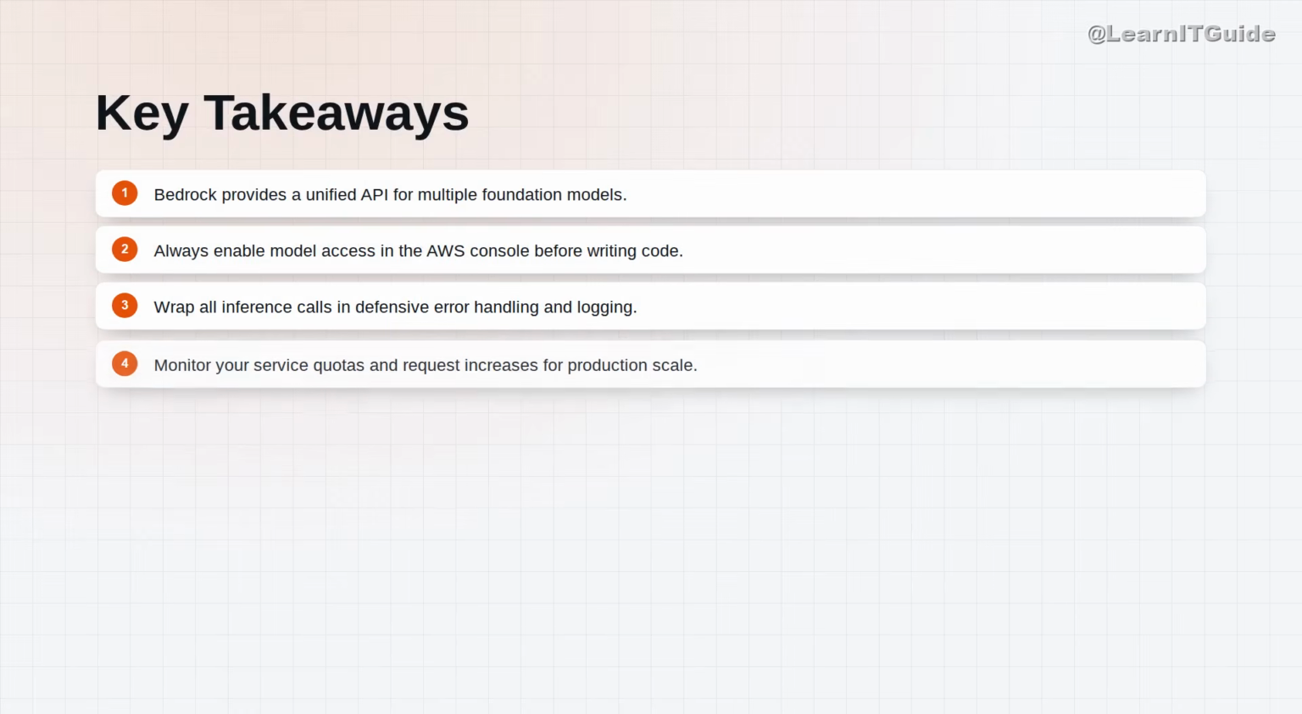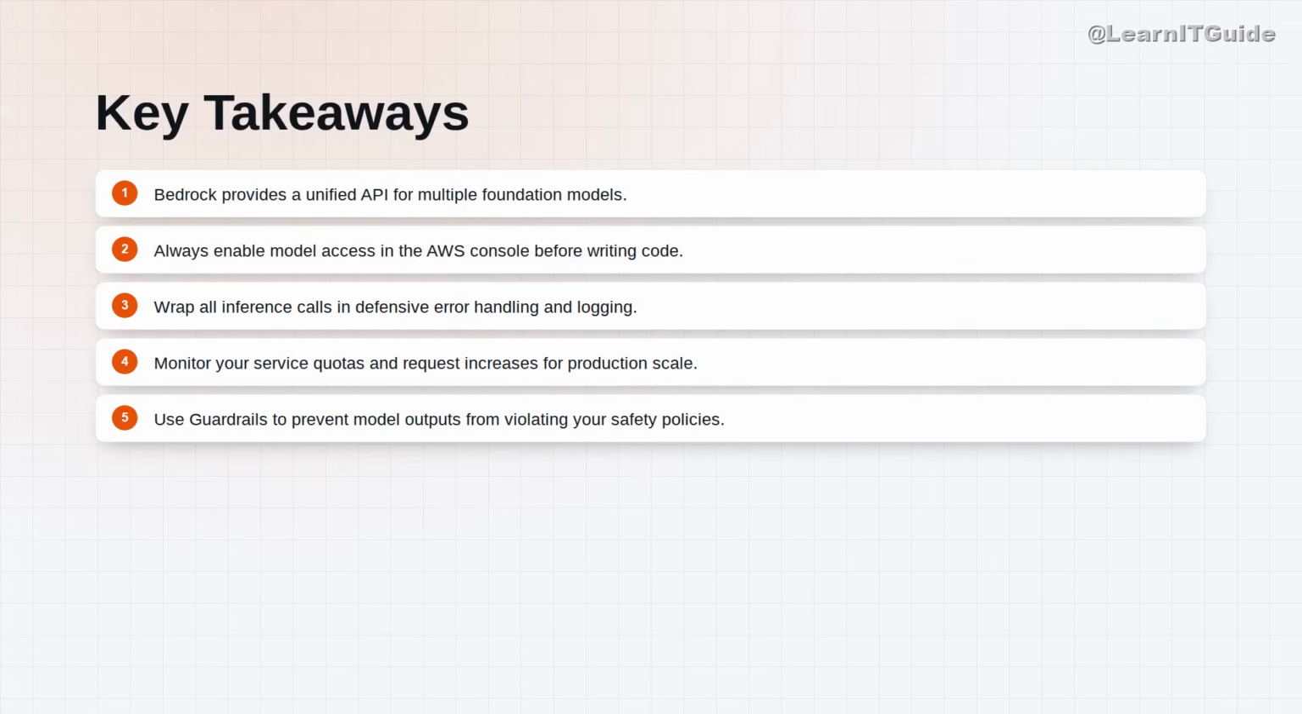To recap, Bedrock is your gateway to enterprise AI. Always check your model access permissions first, because that is the most common point of failure. Keep your code production ready with proper logging and exception handling. Keep an eye on your service quotas, and finally, look into guardrails to ensure your AI output remains safe and on-brand. If you do these things, you will be ahead of 90% of the teams struggling with AI today.